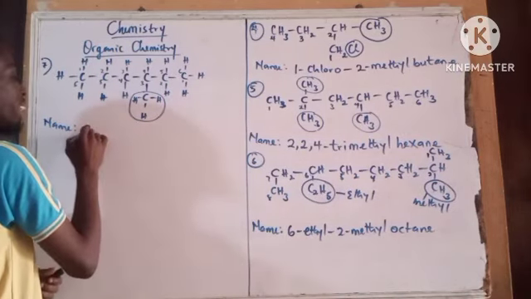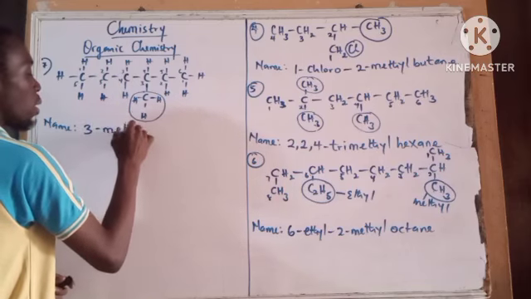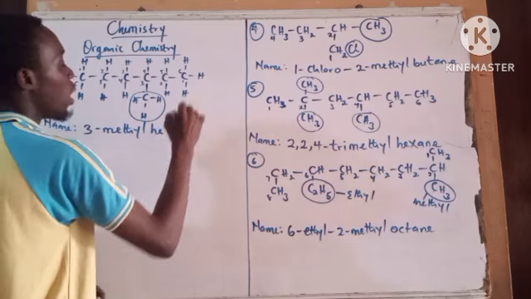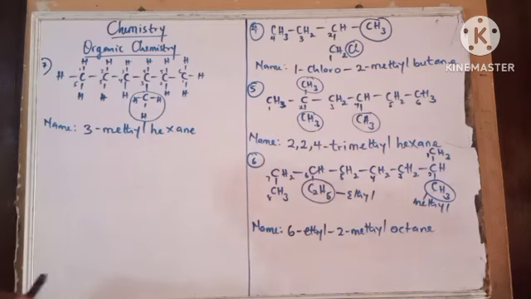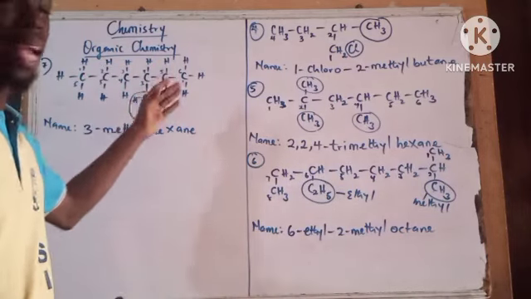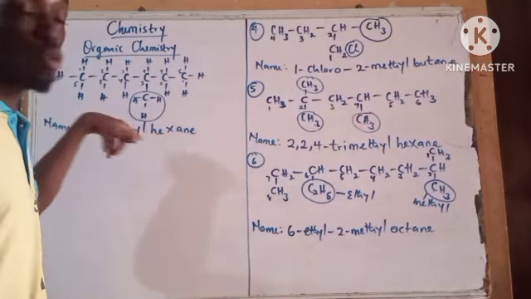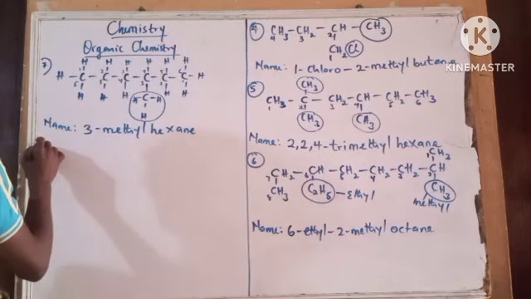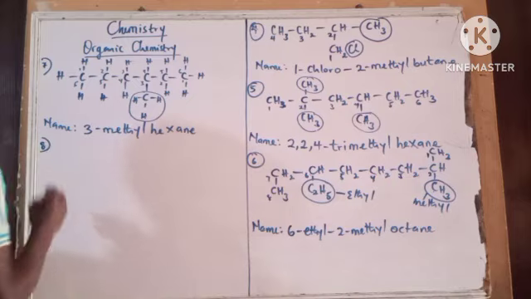So this is going to be 3 methyl hexane. 3 methyl hexane, and sometimes we call it isoheptane because it has 7 carbon atoms, so it can be an isomer of heptane. Now let's go to question 8.